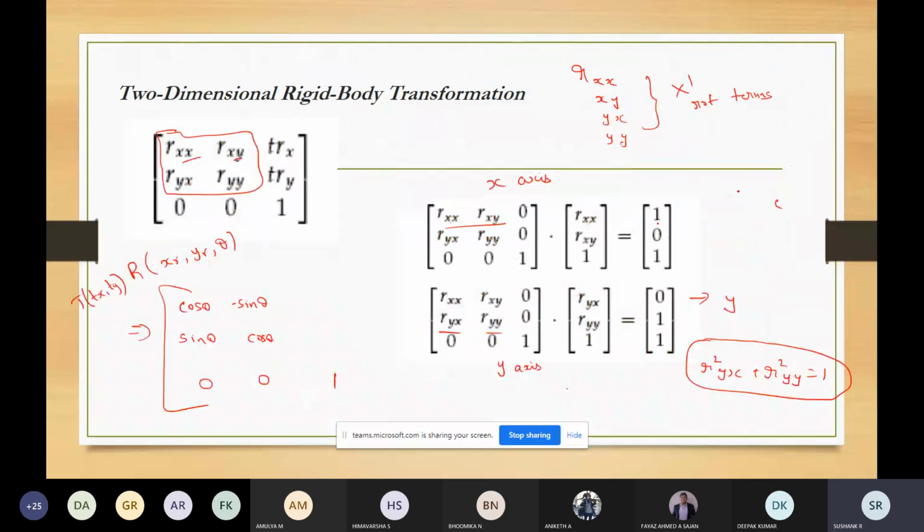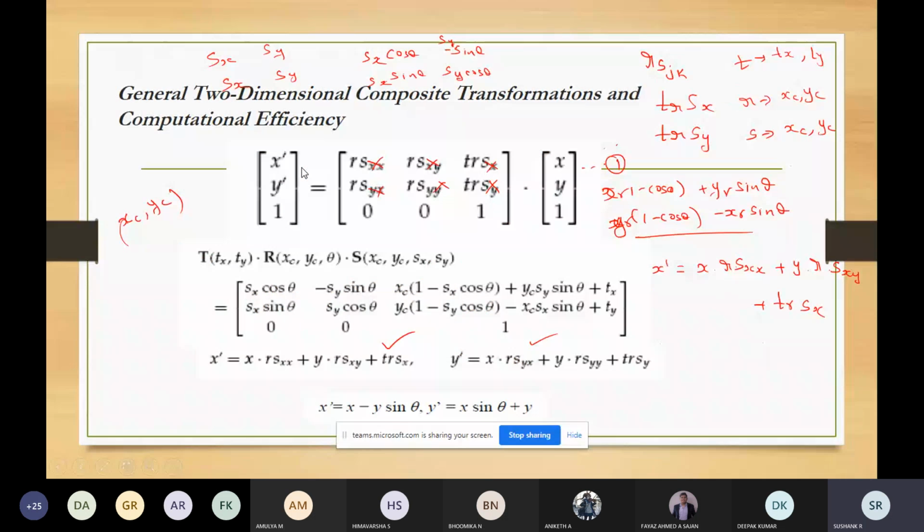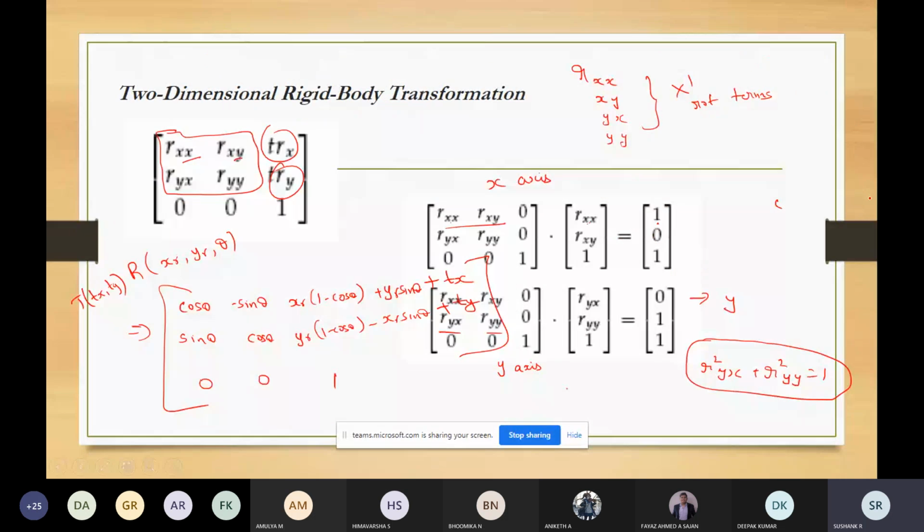The same way for the x-axis, xr into 1 minus cos theta plus yr sin theta. For that, you just need to add the translation term tx. For the y-axis, it will be yr into 1 minus cos theta minus xr sin theta plus the translation term ty. The first four terms you can derive from the definition itself, but for the last two terms you should know this equation. If you add tx and ty, you'll get the final transformation matrix.